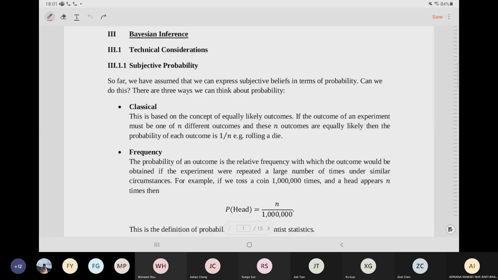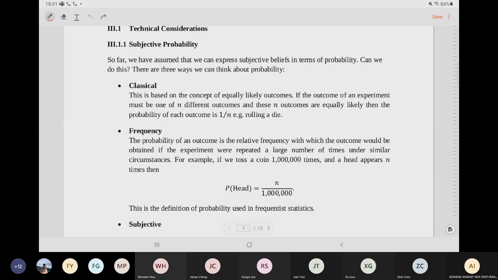So the first one is the classical one, right? Which is where you have equally likely outcomes, right? So for example, if you throw a die, and you think that each outcome is equally likely, then you have probability of 1 over n. Okay, so just the most basic probability.